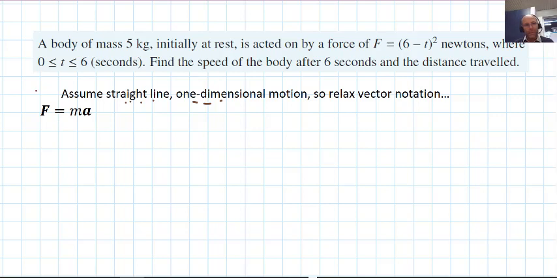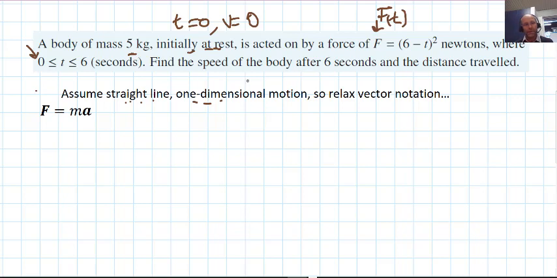Alright, so we have some key information here. We've got 5 kilos. Initially it's at rest, so that means when t equals 0, the velocity is 0. So list all of your given quantities there. We've got our quantity for force. It's F of t. Okay, so that's important as well. F as a function of t, so force is time dependent, and that's our restriction on our domain there. Find the speed of the body after 6 seconds and the distance travelled.